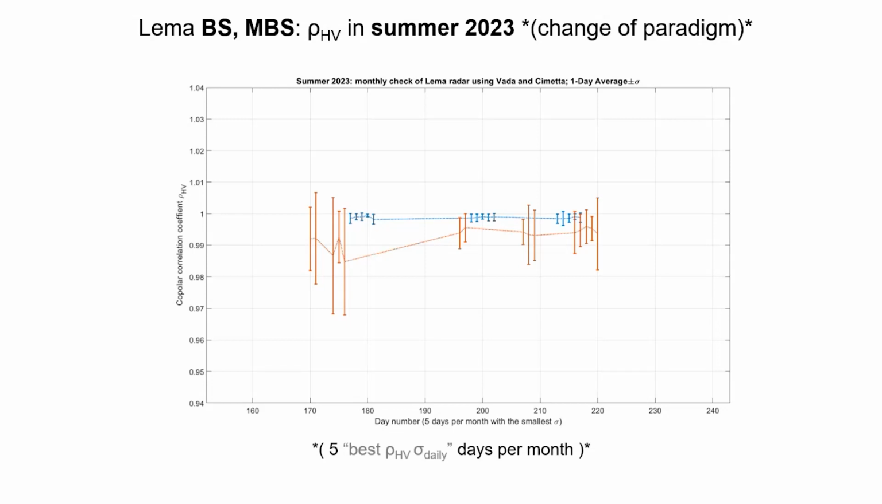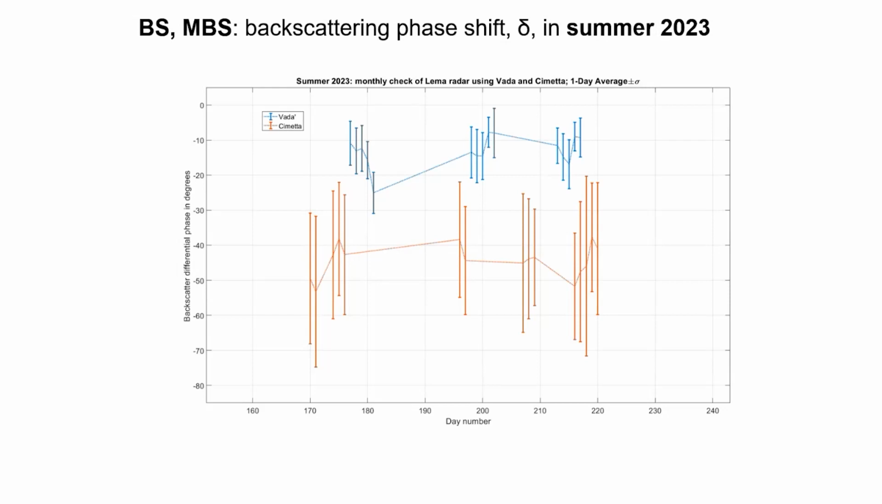Similarly, for CDP, here you see in degrees the backscatter differential phase shift, and actually in this clear sky condition, it's coincident with the backscatter phase shift delta. So what we are seeing is that the standard deviation remains more or less small. And again, Montevada in blue is better than Cimetta, but Cimetta still has reasonable results.